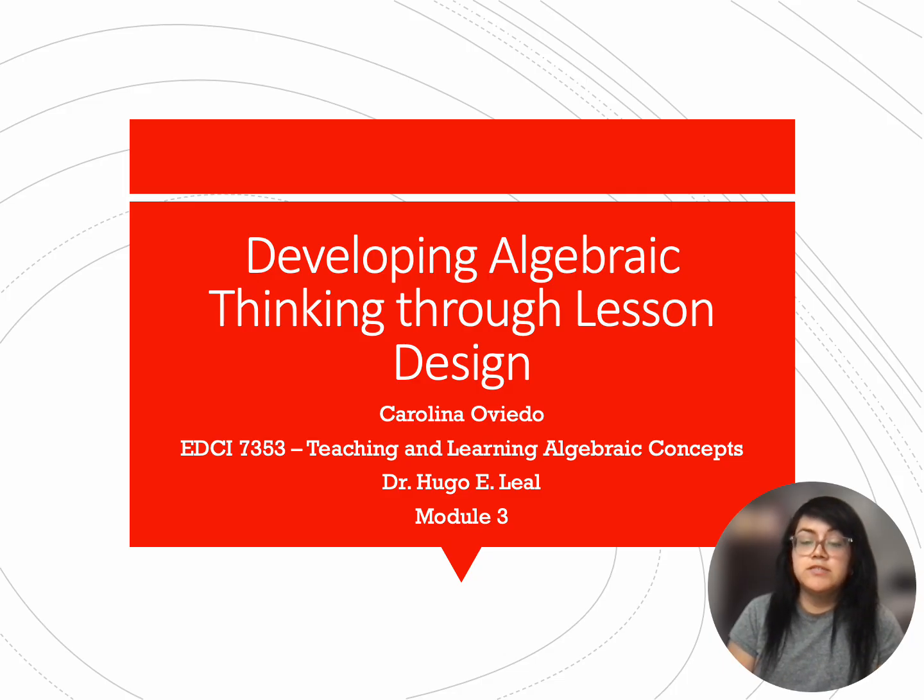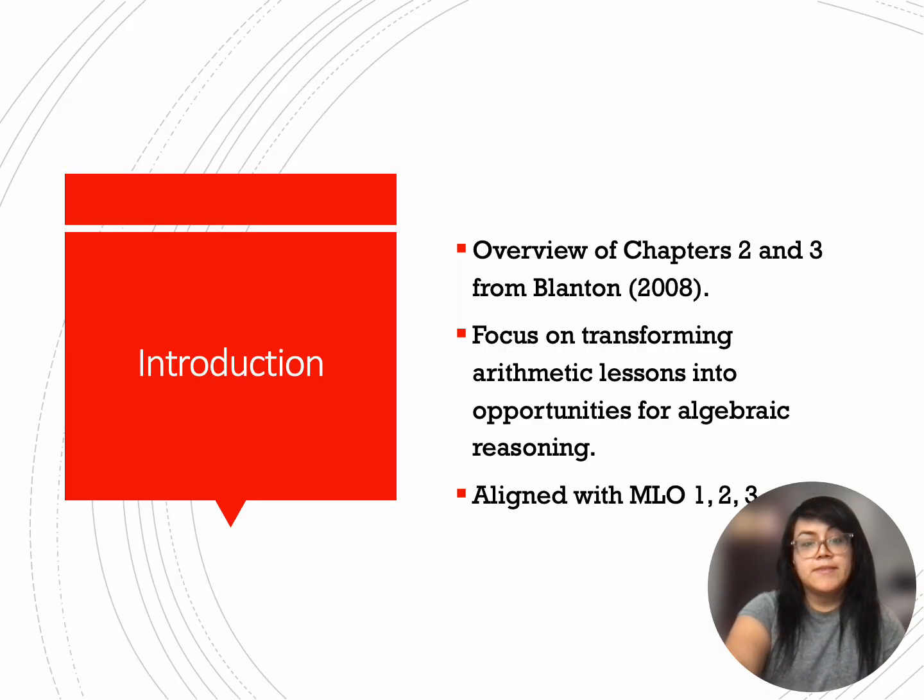In this video, I'll reflect on chapters 2 and 3 of Blanton's Algebra in the Elementary Classroom and on this week's Module 3 lesson. Together they show how we can design lessons that build algebraic thinking from the earliest grades. This week's materials focus on transforming arithmetic instruction into opportunities for algebraic reasoning. The goal is to help students see math as a connected system of relationships rather than a list of procedures. I'll discuss key lesson characteristics, how they foster algebraic thinking, how questioning supports reasoning, and how lesson design links to the module learning outcomes 1, 2, 3, and 5.